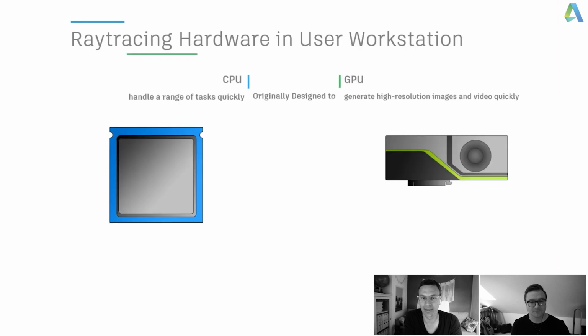So let's take a look at the hardware that you need for the ray tracing process, and at the common hardware in a normal user's workstation. The workstation is below our desk right now. They do have a CPU and they do have a GPU. The CPU was originally designed to handle a range of tasks quickly, sequentially: one task, next task, next task, and so on. Whereas the GPU was originally designed to render or generate high resolution images and video very quickly, and was designed in a way to do this in parallel. You need most of these devices in your computer. I'm pretty sure that most of our viewers today have both of those devices. Unless you're working with an onboard graphic card, usually you have a GPU in your computer.